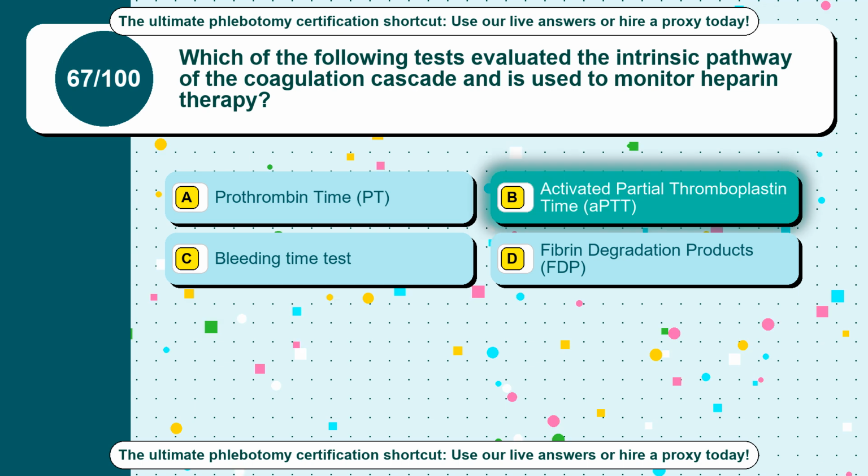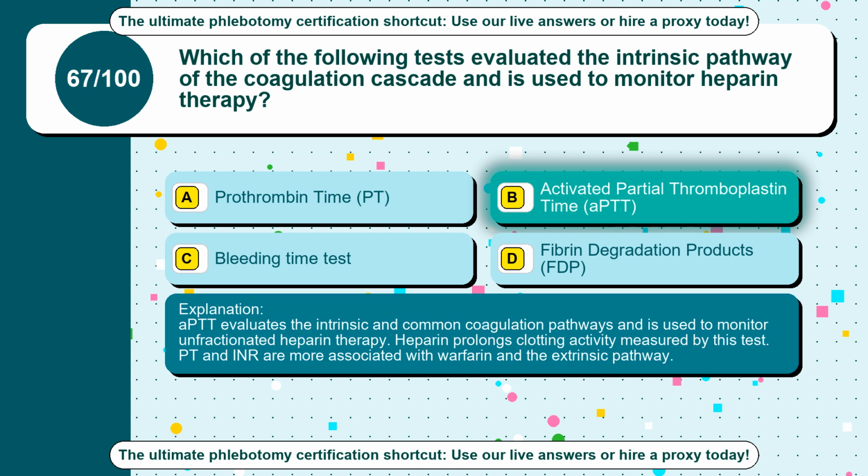The correct answer is option B. Activated partial thromboplastin time, APTT. APTT evaluates the intrinsic and common coagulation pathways and is used to monitor unfractionated heparin therapy. Heparin prolongs clotting activity measured by this test. PT and INR are more associated with warfarin and the extrinsic pathway.